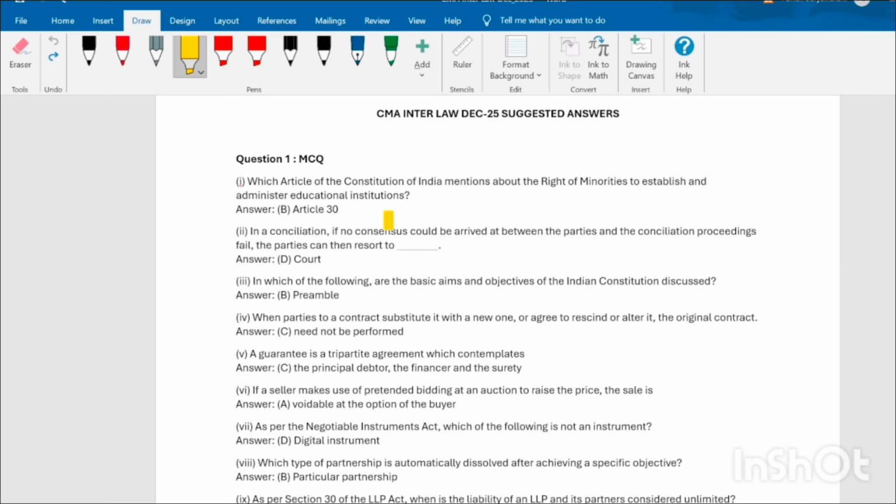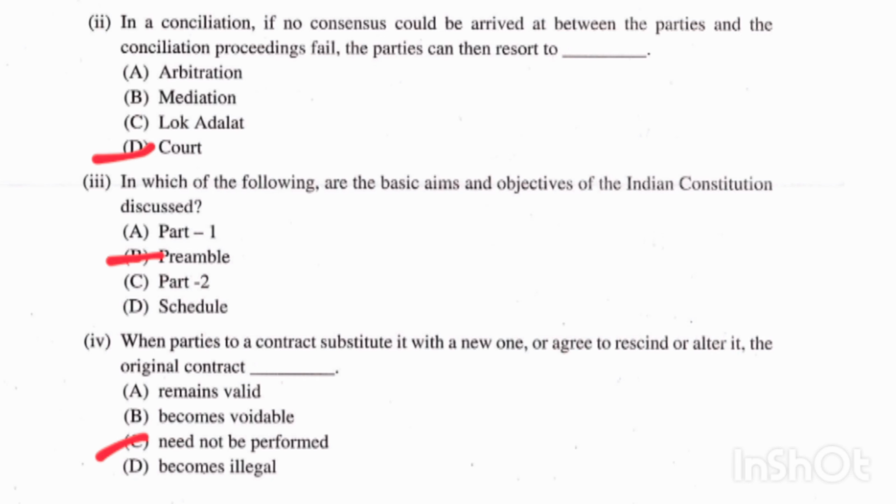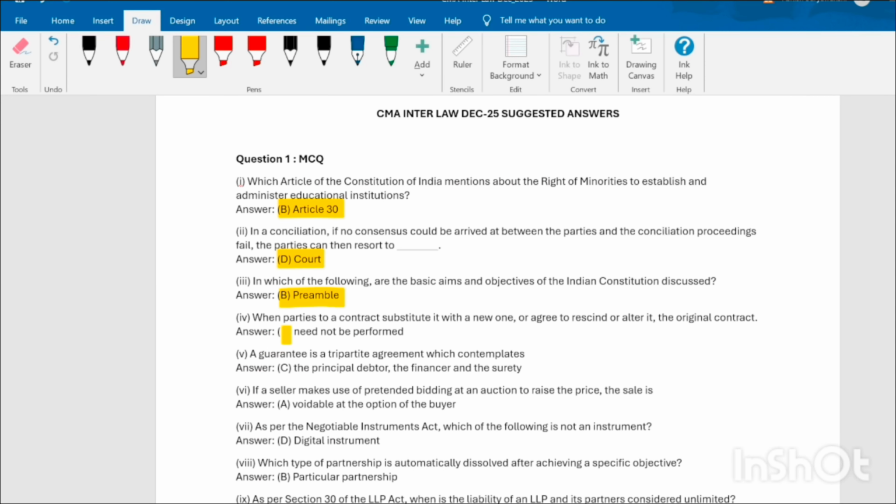So the answer is Article 30. Answer of second MCQ is D, court. Answer of third MCQ is B, preamble. Answer of fourth MCQ is C, need not to be performed. Answer for fifth MCQ is C, the principal debtor, the financier, and the surety. Answer for sixth MCQ is avoidable at the option of the buyer.